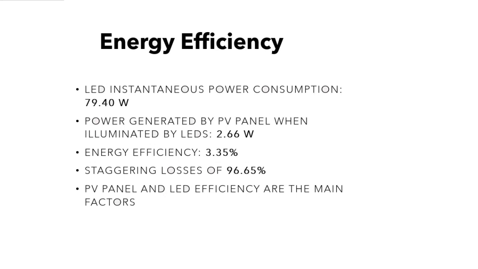As this is in essence an energy manipulating system, it is obviously important to talk about its energy efficiency. The LED circuit used to illuminate the PV panel had an instantaneous power of 79.40 watts as calculated by its voltage and current measurements. When illuminated by the LEDs, the PV panel generated a power of 2.66 watts as calculated from its open circuit voltage and short circuit current measurements. This gives us an energy efficiency of 3.45%, a staggering loss of energy of 96.65%.